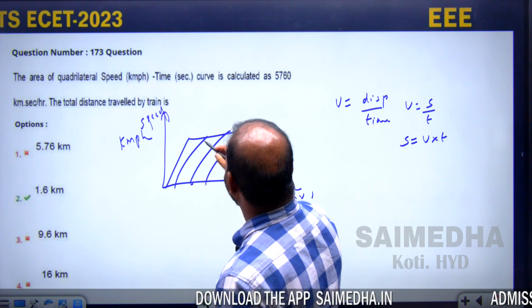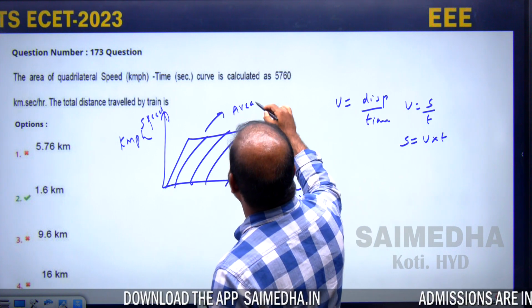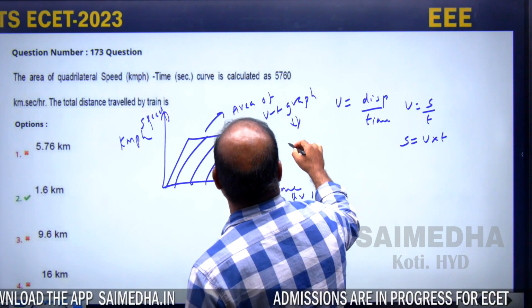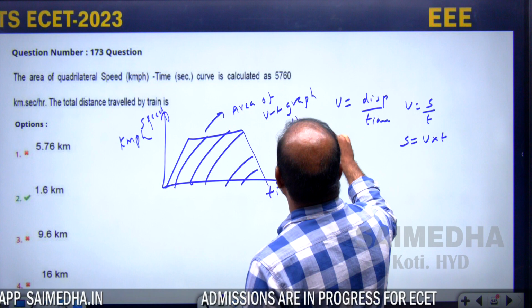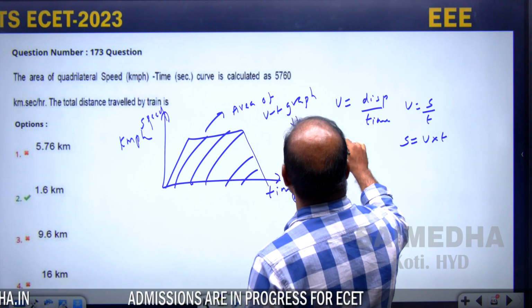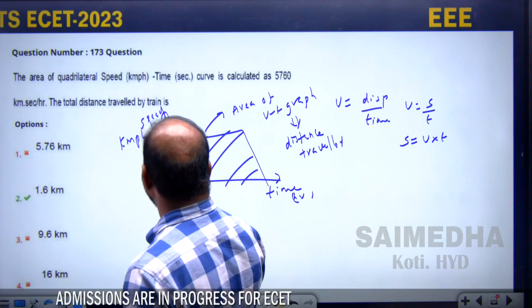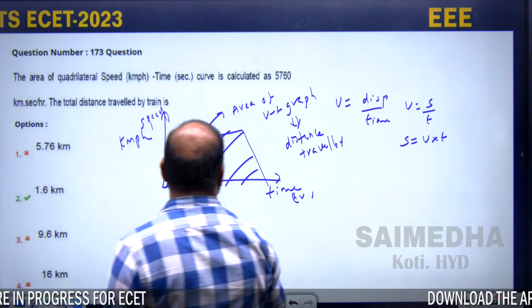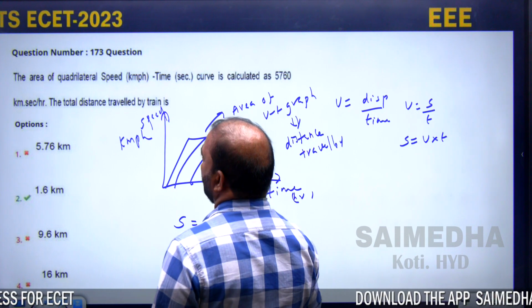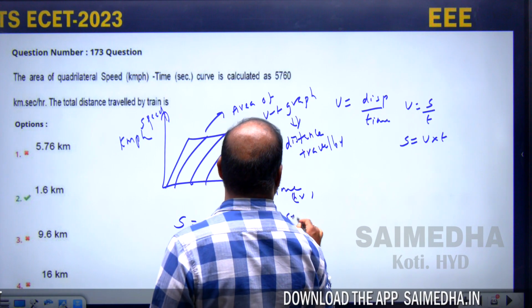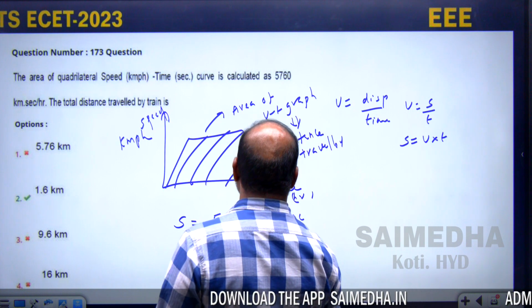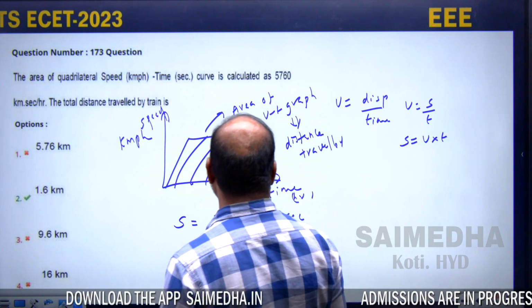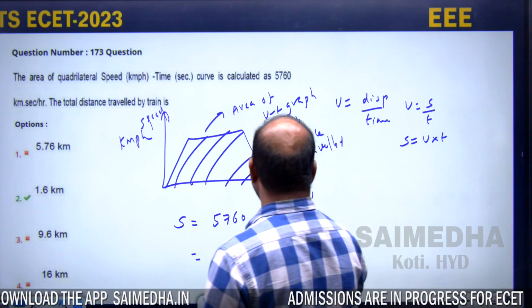The area of the speed-time (Vt) graph always gives us the distance traveled, or displacement. So directly, the distance traveled by the train is S, which is the area already provided, 5760 kilometer second per hour. But this should be in terms of kilometers, so we need to cancel out this unit. In the numerator we have second, in the denominator we have hours. Convert hours in terms of seconds.